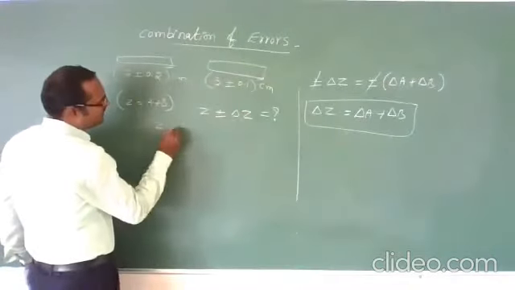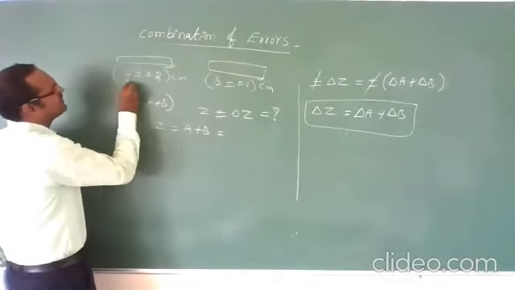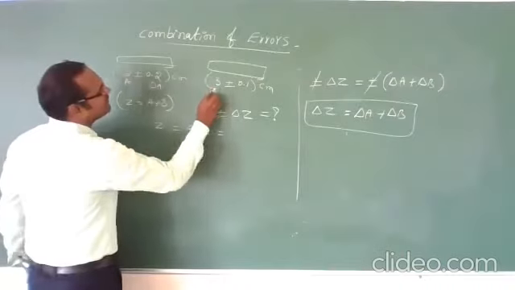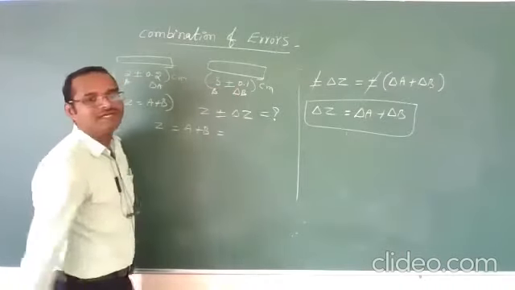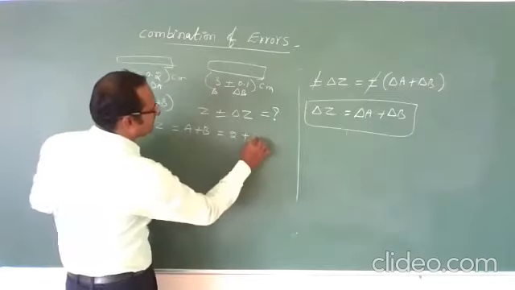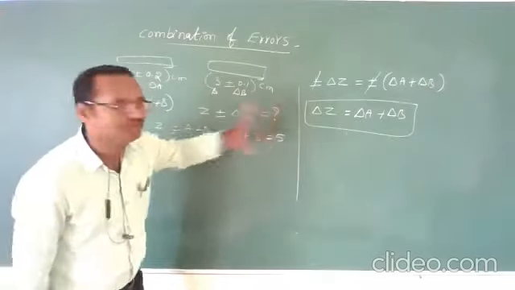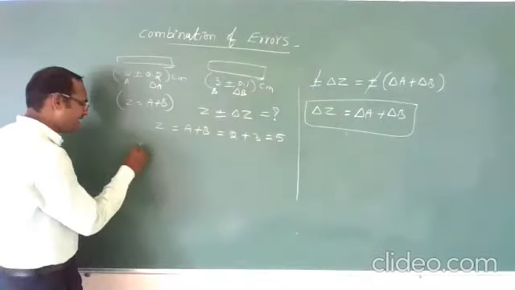So Z is A plus B. What is the A value here? This is A, this is delta A. This is B, this is delta B. Are you getting? A value is 2 plus B value is 3. Total value is 5. So in the case of Z, we can keep 5. Next, we want delta Z.